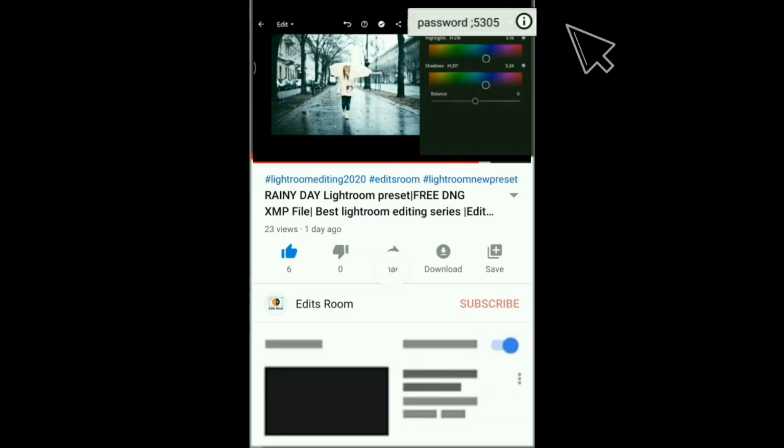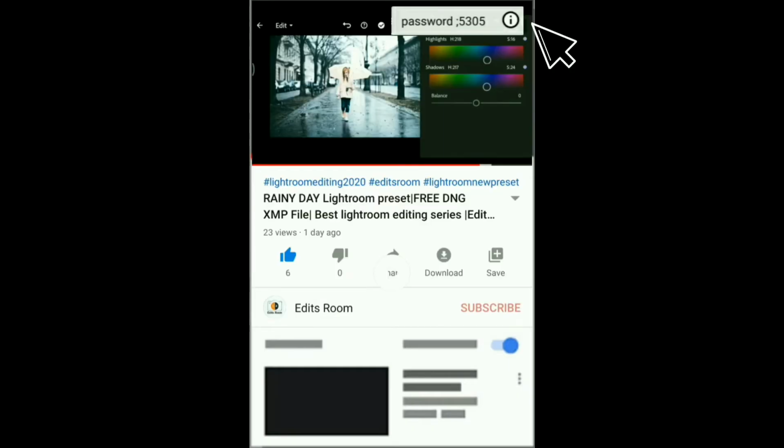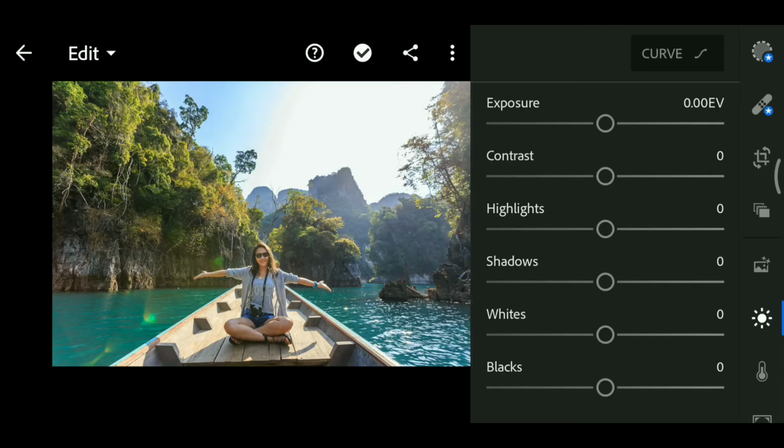The password will appear in the upper right corner as a card. I type, the password will appear at any time. Make sure you pay close attention.